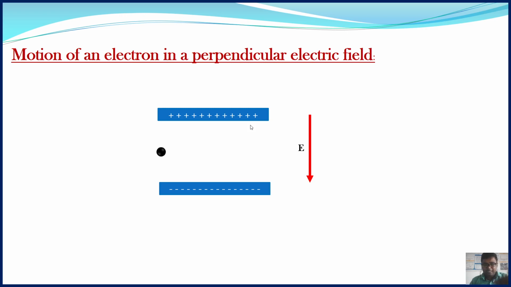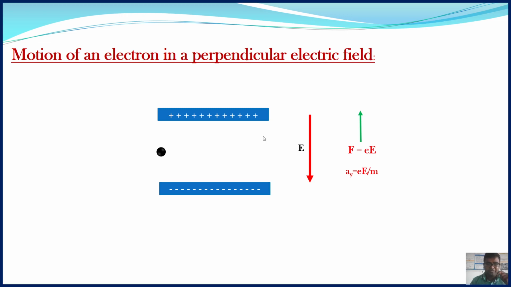As soon as the electron enters the electric field, the field exerts a force on that electron, and the force will be vertically upward. This force is given as F equals e into E. Here, small e stands for the charge of an electron and capital E stands for the electric field. By using Newton's second law, we can find the acceleration, which will be equal to eE divided by m. Here m is the mass of an electron.